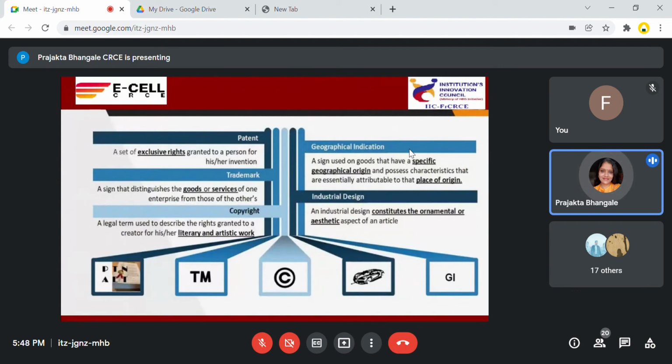Second thing is the trademark. What do you mean by trademark? Anything you design, if you design some new logo, or for any service you want to get distinguished from other kinds of service, that is called a trademark.